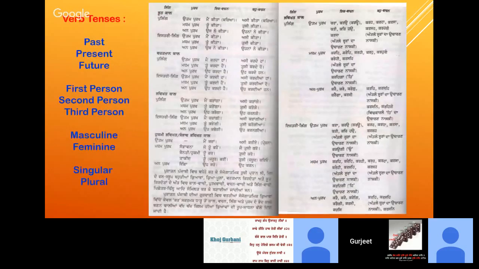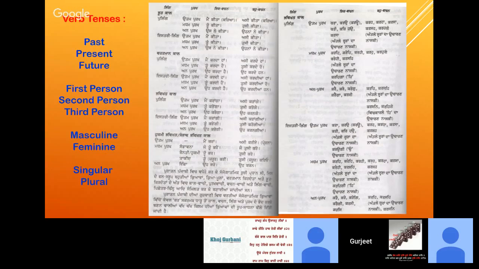You see, we have past, present, future, which is Pootkal, Vartman Kal, Bhavikhat Kal. Then we have first person, second person, third person, which is indicated by Uttam Purukh, Madhyam Purukh, and Anpurukh. Then we have masculine, feminine, Pulling and Striling. And last we have singular and plural.